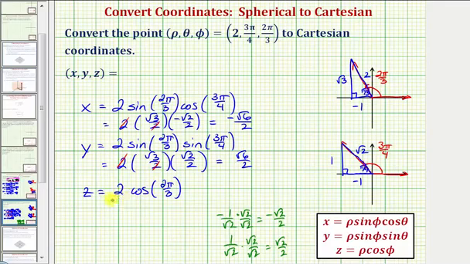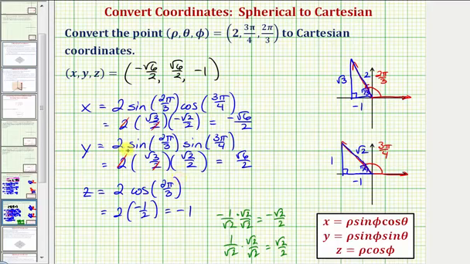And then finally for z, we have 2 times cosine 2π/3, and cosine 2π/3 is equal to the ratio of the adjacent side to the hypotenuse, which would be negative 1/2. So notice here, the z-coordinate is just negative 1. So the Cartesian coordinates are (negative √6/2, positive √6/2, negative 1).